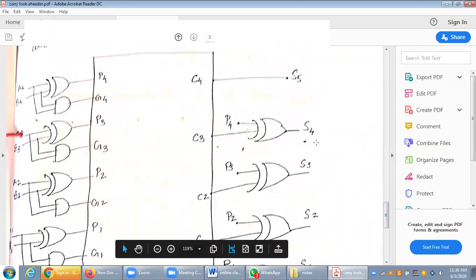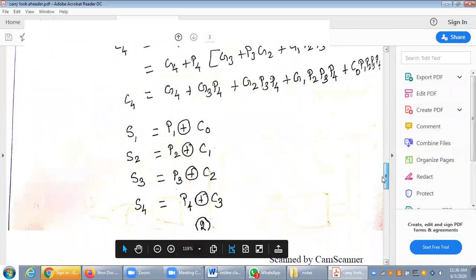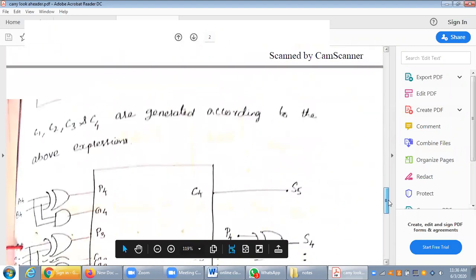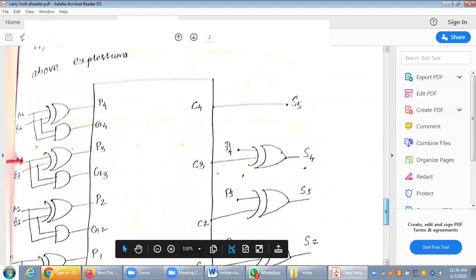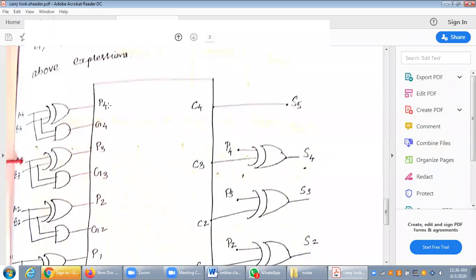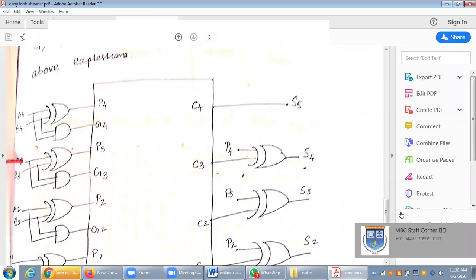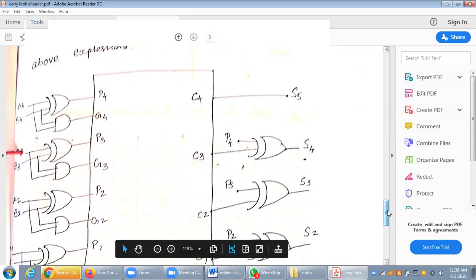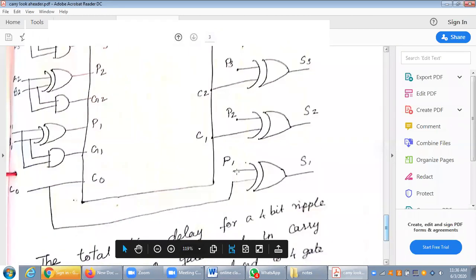So from the circuit, what is S4? S4 is P4 XOR with C3. The P4 we can get from here, internally connected. So P4 XOR C3 you will get S4, and similarly P3 XOR C2 gives S3. And C0 alone we can take from here. So this is the carry look ahead circuit.